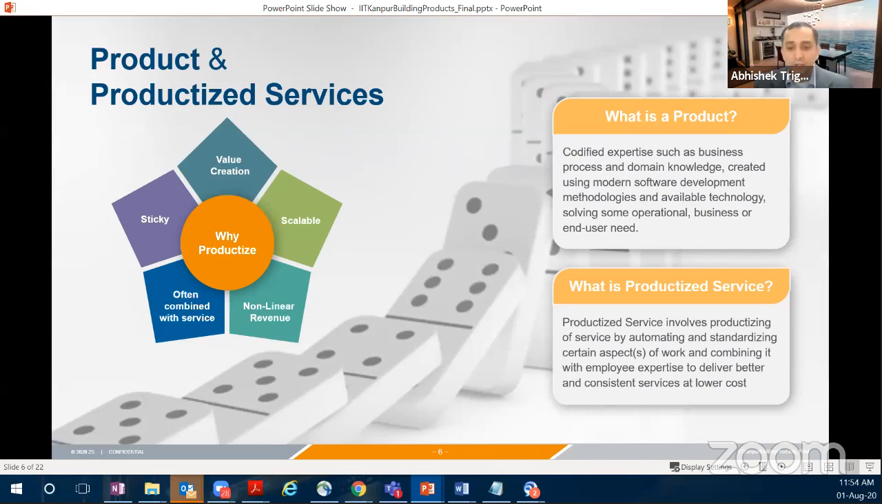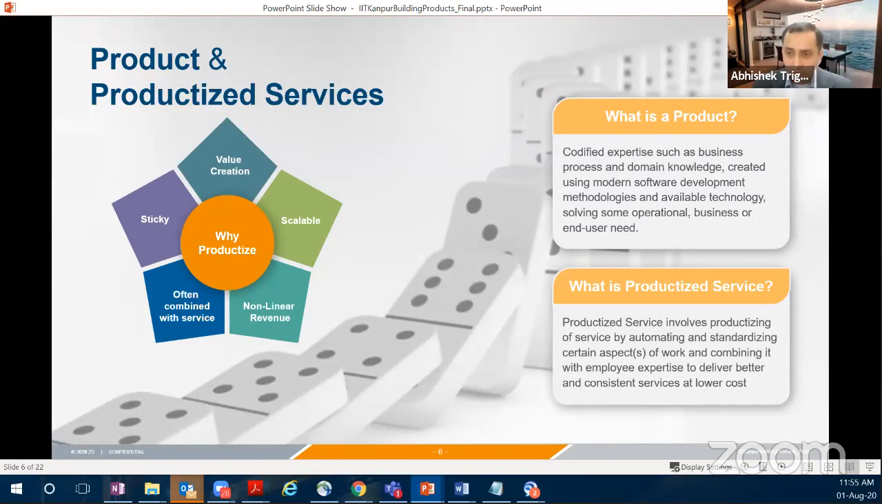Now, coming to the chunk of the session that we have all assembled here today for. Starting off with a good definition of what is product, and I've also included a definition of productized services here as well. But when we are talking about product at a very high level, the core goal is to codify the expertise. Now, the expertise could be a business process, could be a domain, could be an innovation, but the core goal is to codify any of these expertise, and you combine technology and you combine development methodologies, and what you get is a software which at the end of the day is to solve a common business problem and meet the end user's need and to create value.